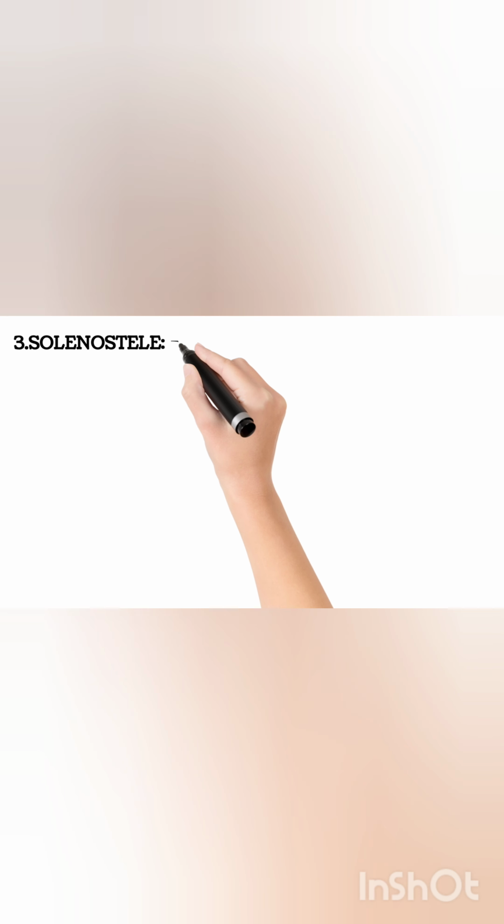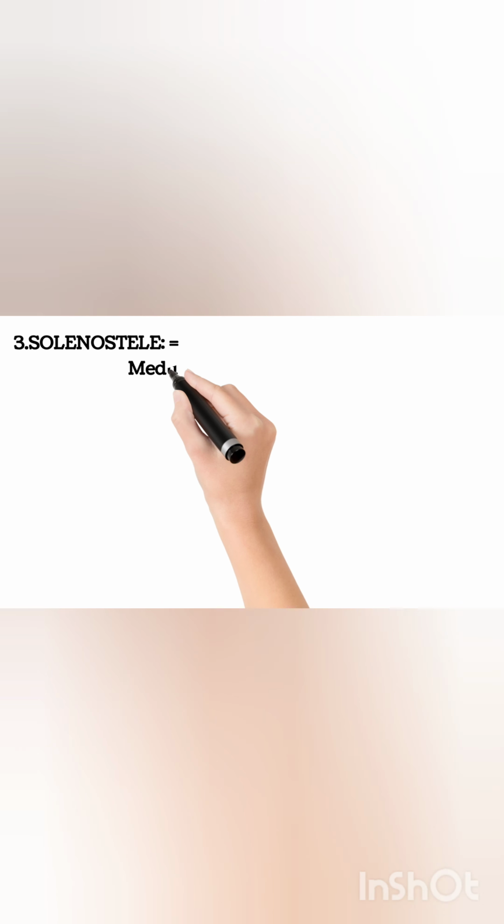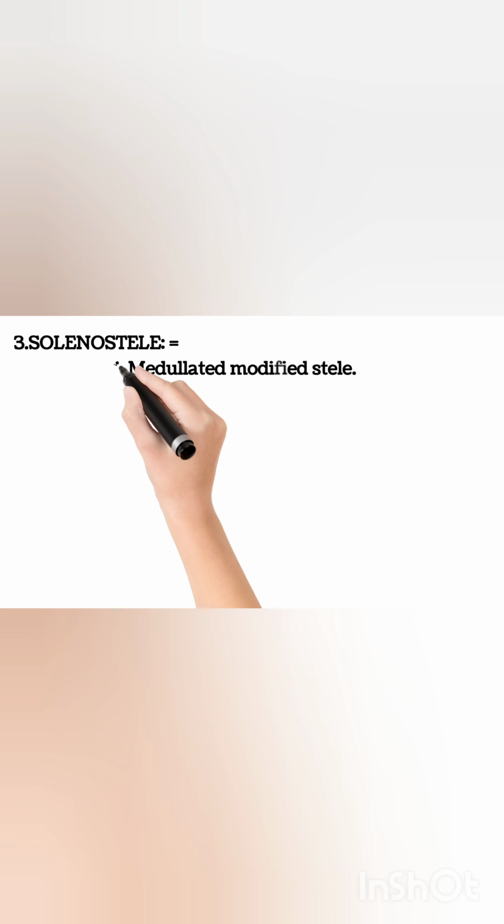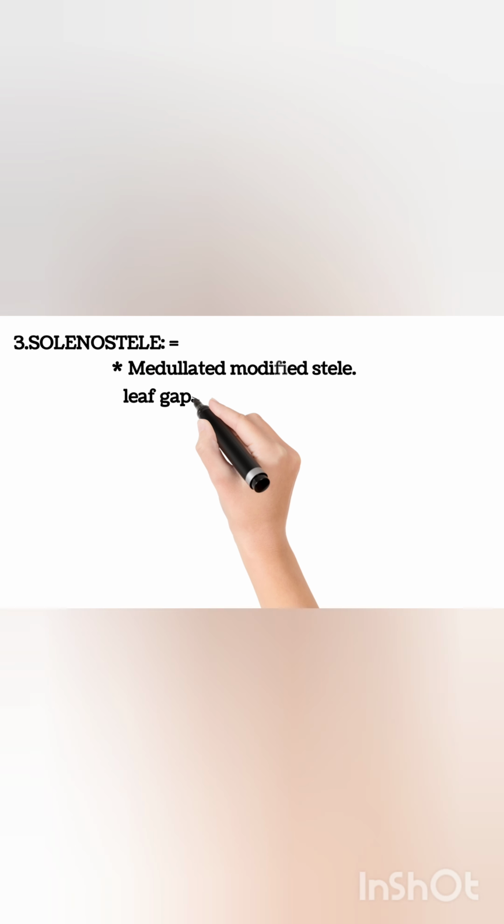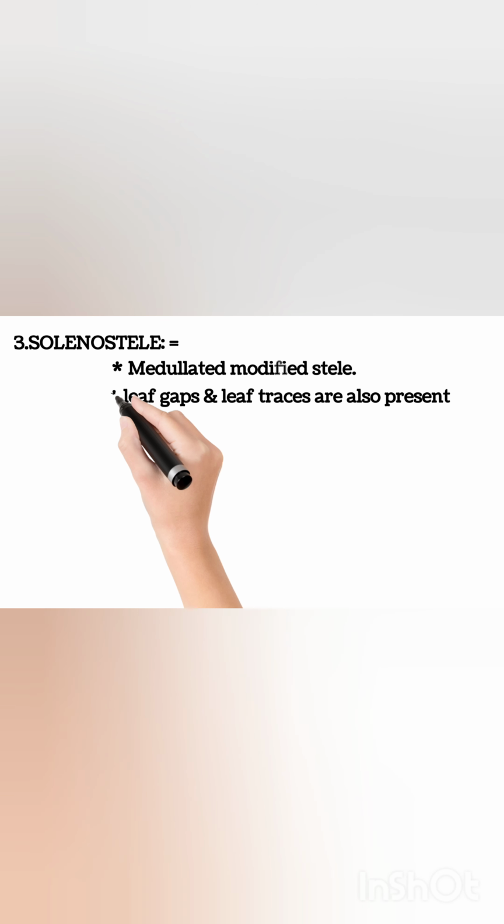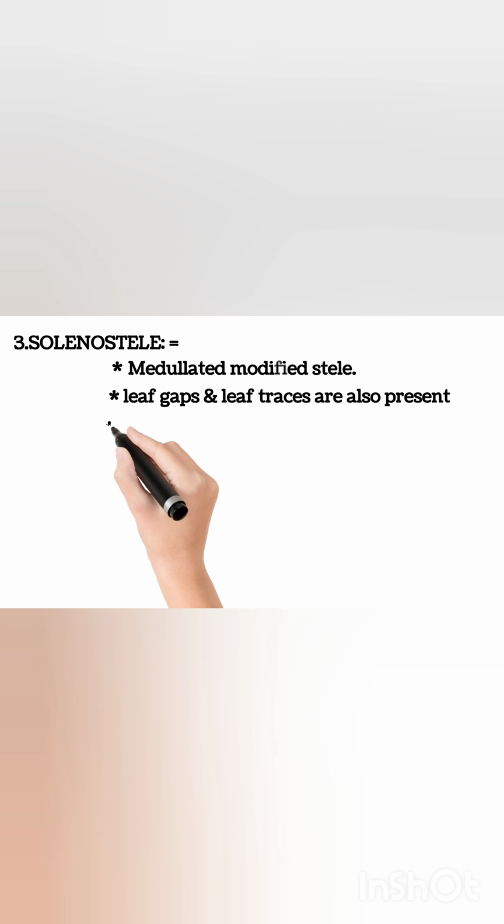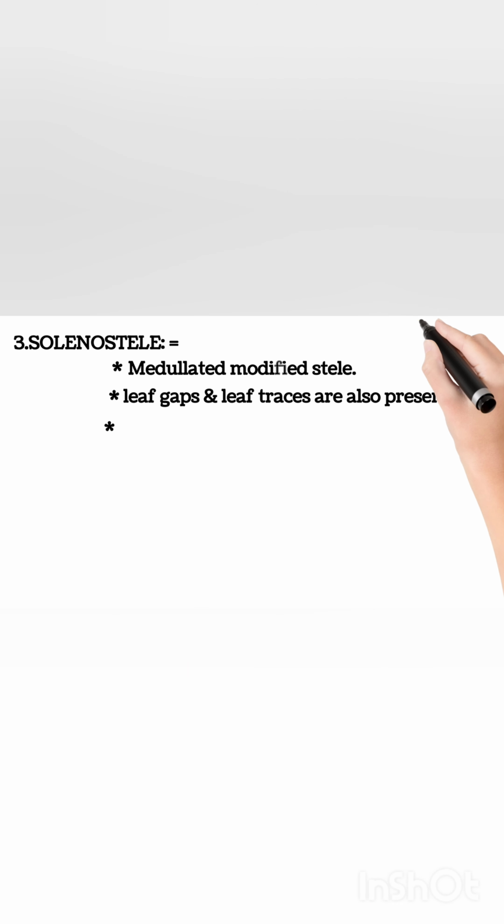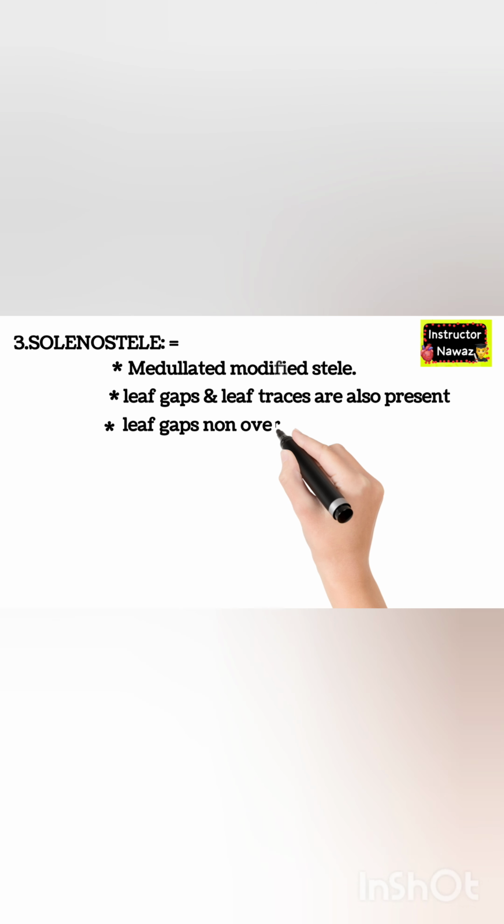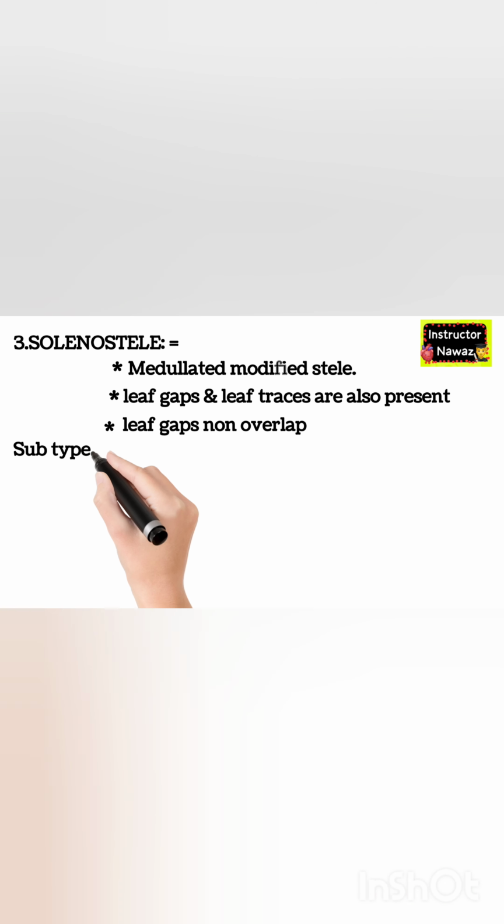Now last but not least, the third type of stele in plants is solenostele. It is also a modified stele with pith present, and it has a significant character. It contains leaf gap and leaf traces in it. Hope you got this point. Now let me tell you one more point. It has non-overlapping leaf gaps.